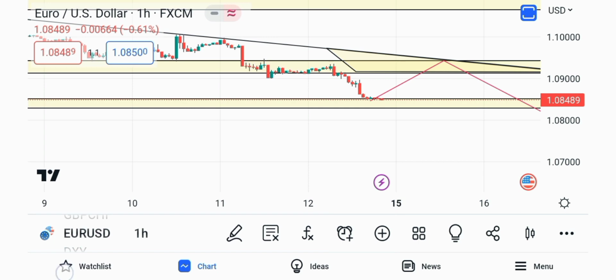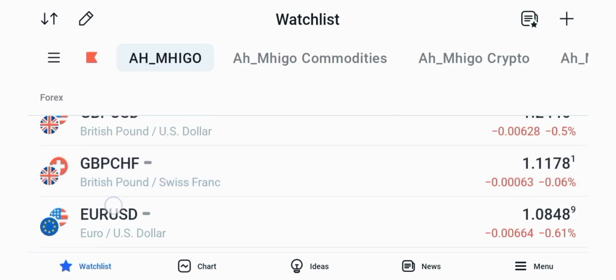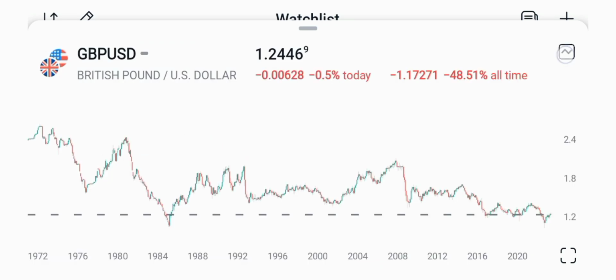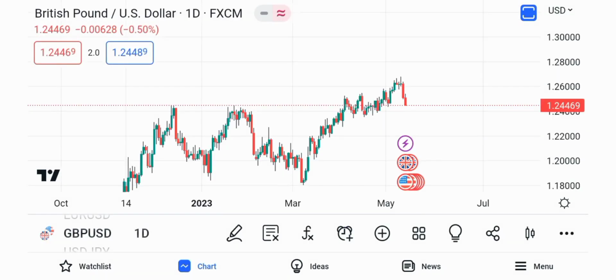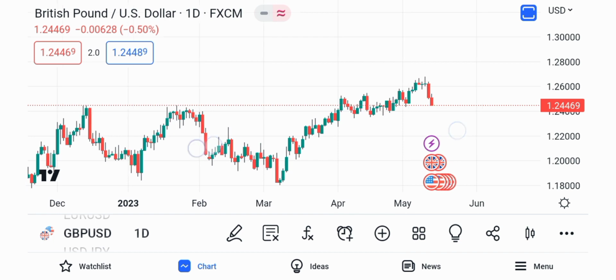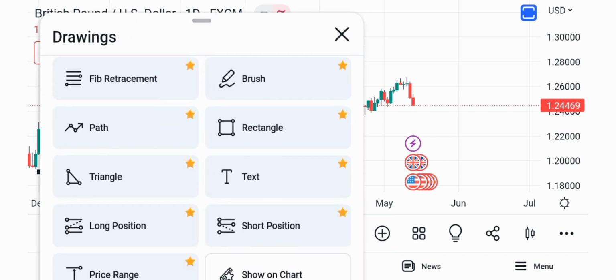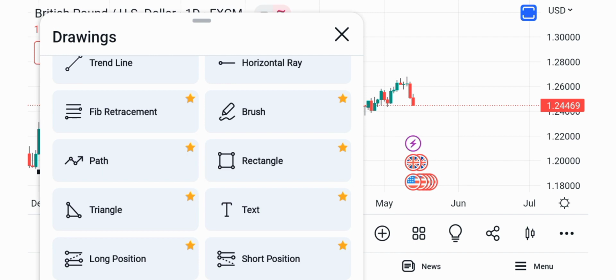Now let's also look at GBPUSD, the next pair. With GBPUSD, you can see that GBPUSD was in an uptrend. Now we can see that it's moving downwards, but we are not in a downtrend. We are still in an uptrend.